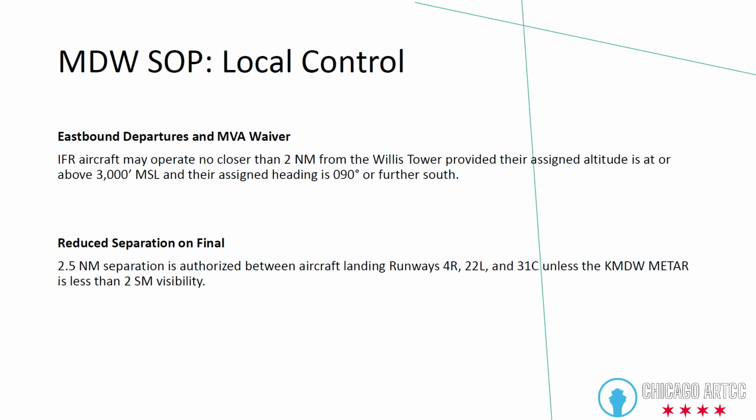Eastbound departures and MVA waiver. IFR aircraft may operate no closer than 2 nautical miles from the Willis Tower, which of course is northeast of the airport, provided their assigned altitude is at or above 3,000 MSL and their assigned heading is 090 degrees or further south. Reduce separation on final. Down from 3 miles, we can go 2.5 nautical mile separation authorized between aircraft landing 4 right, 22 left, and 31 center, and less than Midway METARs, less than 2 miles of visibility.